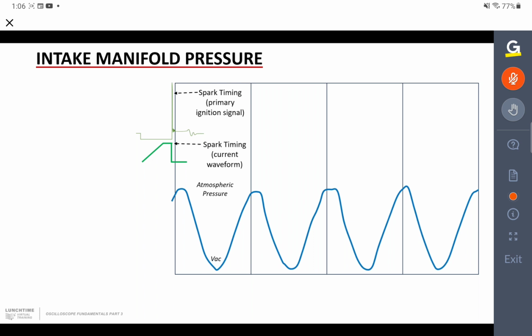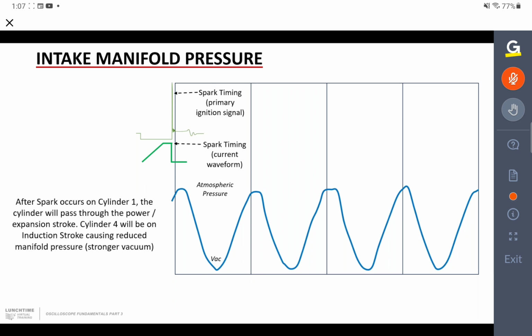There's our second channel coming in. It could be the primary ignition signal, secondary ignition signal. This is our synchronizing signal. We could be using a current waveform off the ignition coil as well, whichever way you want to pick up a timing reference. And after the spark occurs on cylinder 1, the cylinder will pass through the power or expansion stroke. Therefore, cylinder 4 is going to be on the induction stroke.